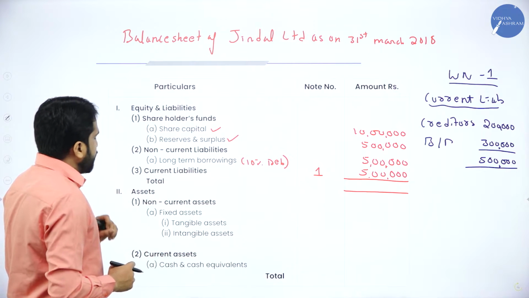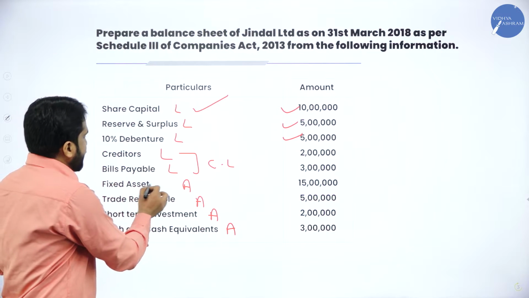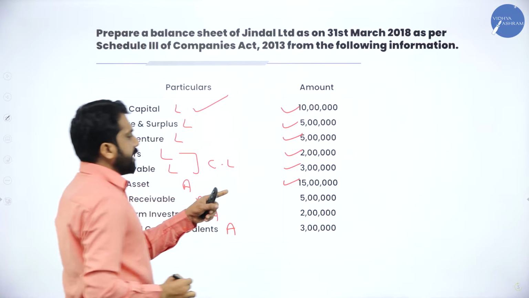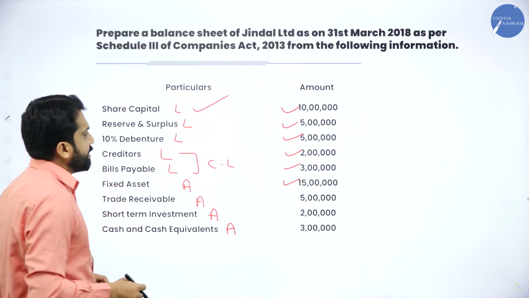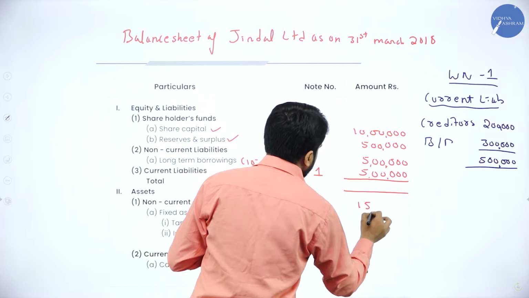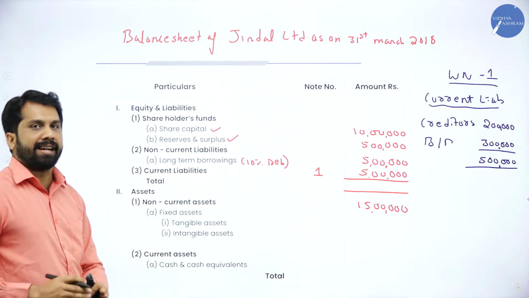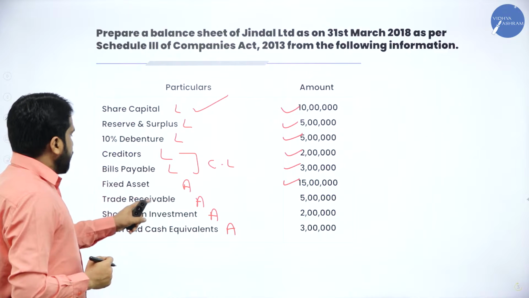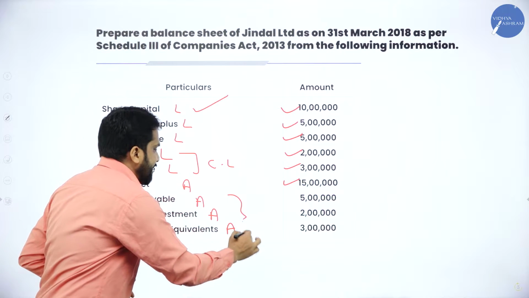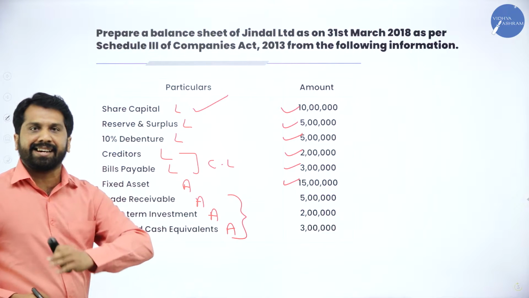Now, the first one is what? Fixed asset. In the question, we have fixed asset, how much? Yes, so these two are done. Fixed asset they have given directly, it is 15 lakh. So your fixed asset is 15 lakh. Your fixed asset is done. We'll go for the next one. Trade receivable, short-term investment, cash and cash equivalent, all we consider as current asset.